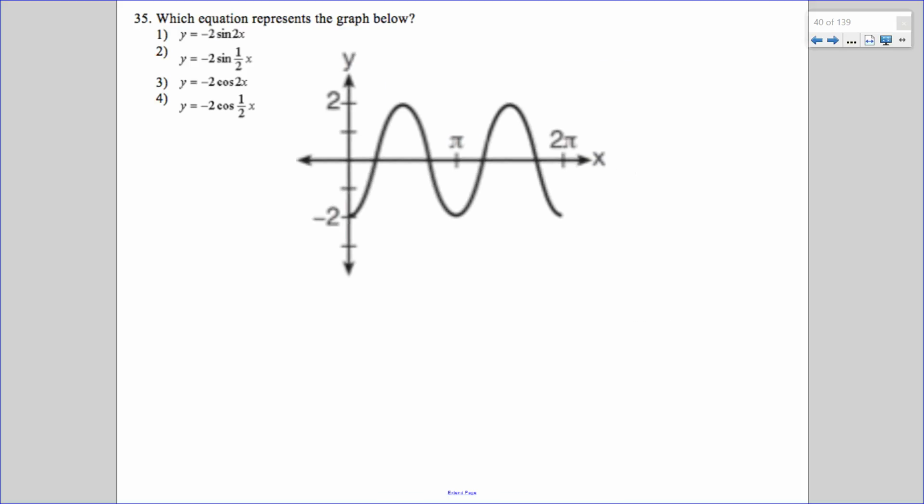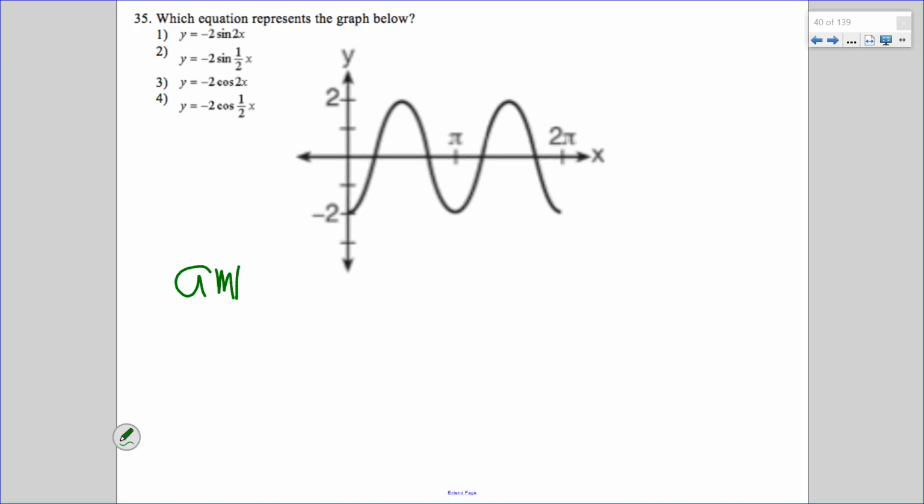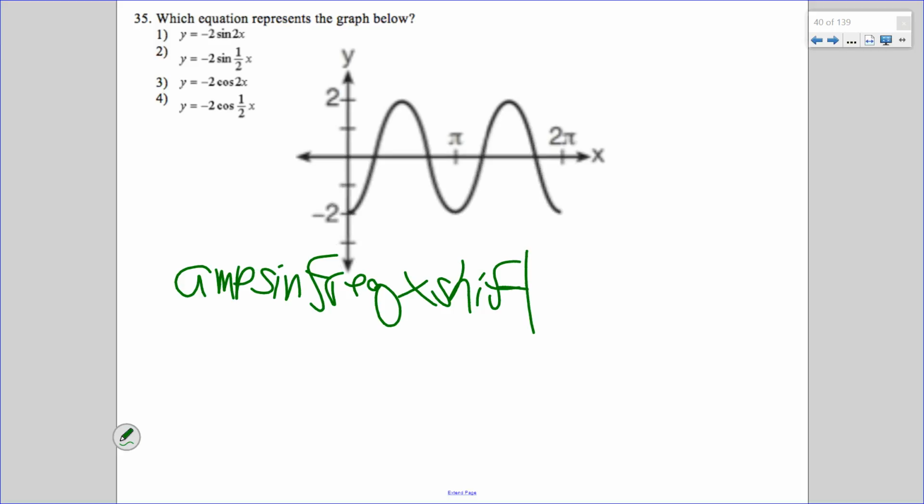For trig graphs, amp sine freq x shift. That's what the equation of any trig graph is. You got to start at the midline. Here the midline is at 0. So the amplitude is the distance from the midline to the max and to the min. It's 2 in this case. Is this sine or cosine? Because it starts below the midline, it's negative cosine.